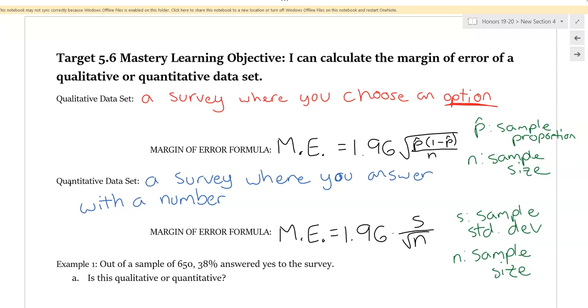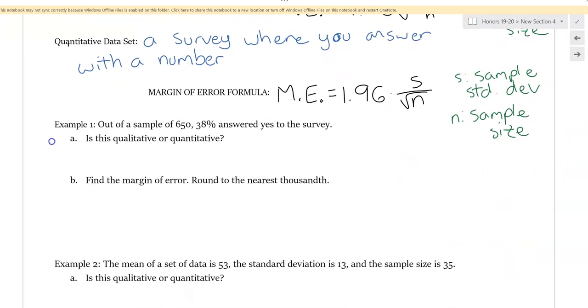Thinking back to probability, a lot of times we had to ask ourselves the question of which formula should I use? It's the same thing here. When you first look at your situation, you need to decide: is this a qualitative data set or a quantitative data set?